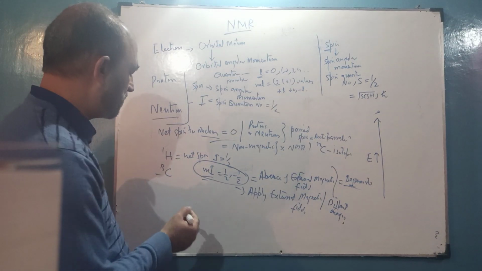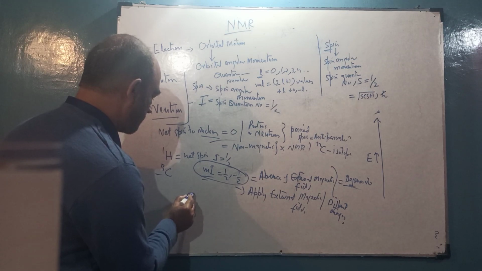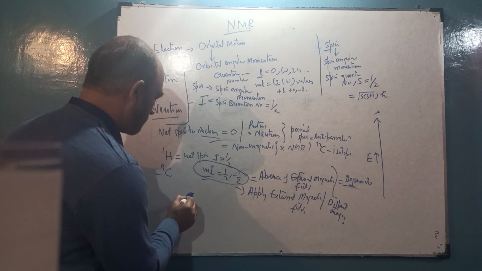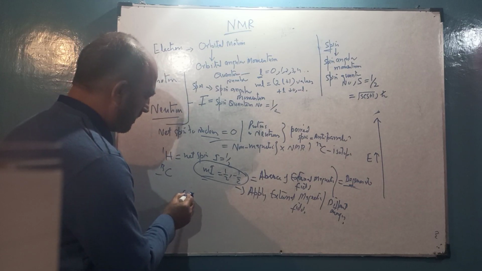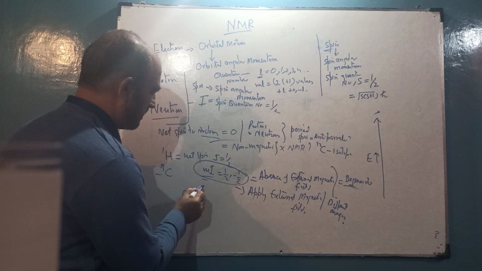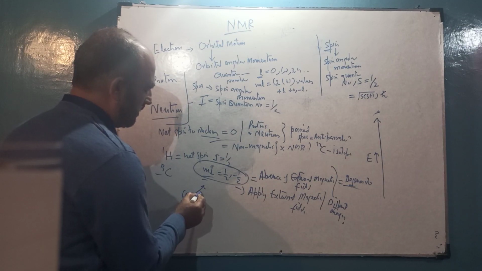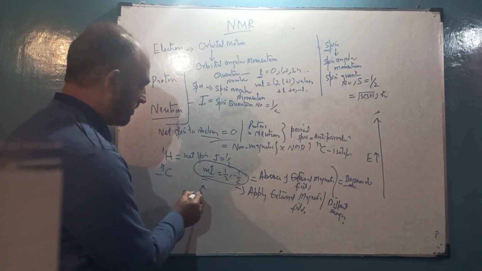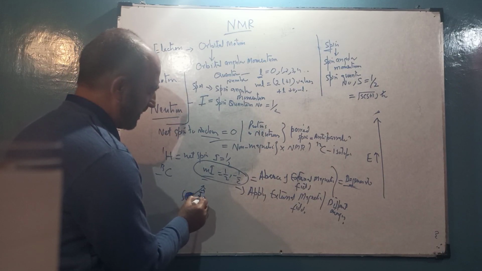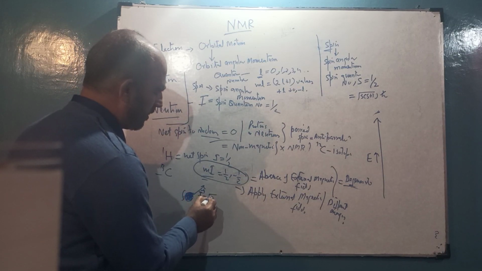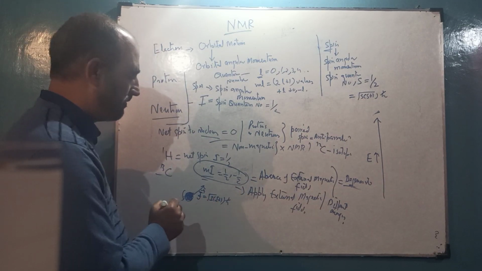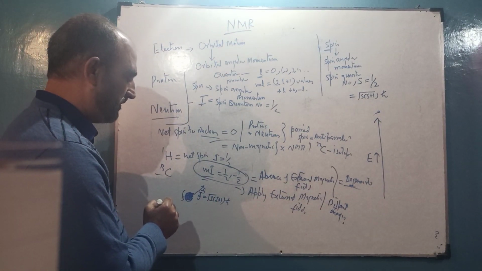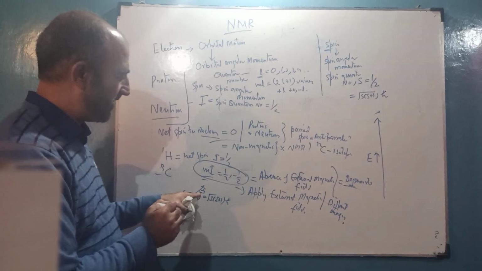Say for example, if this is the nucleus and this is the sense of the spin, we may have an angular momentum vector like this. This angular momentum vector is again represented by J, and the value will be root of I into (I plus 1) h bar. So that will be the sense of the angular momentum vector.